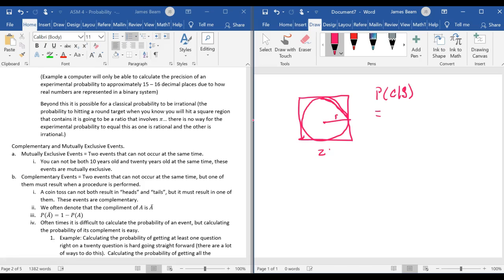So the classical probability here, let's say that this is the radius of the circle, r. That means the side of the square is 2r, which means the area of the square is 4r squared, which means the area of that circle is pi r squared, which means that the probability of hitting the circle, given that we're in the square, is pi over 4. This is irrational.